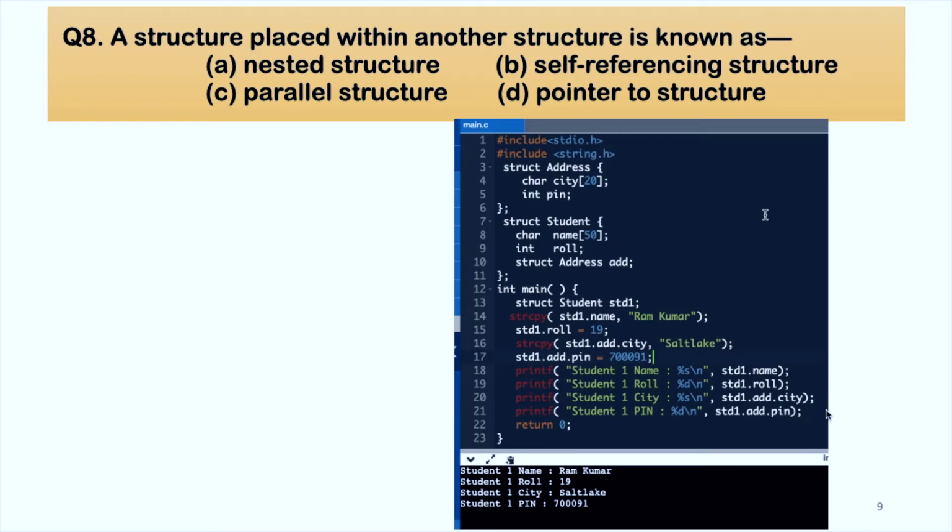We can have multiple such hierarchies. We can use dot dot, however many levels we can go. So this is called a nested structure. In this case the answer will be nested structure.